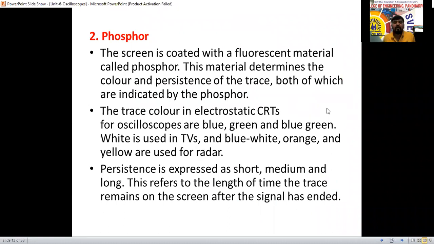Phosphor means the light we are going to use here now. That is the lamp, tube light, what we call tube light. What is the exact name of that one? Which material do we use in the tube light?